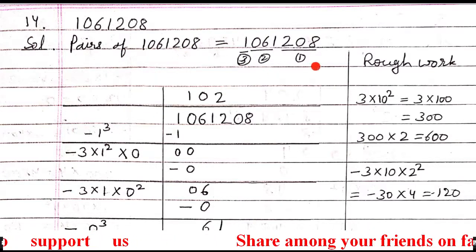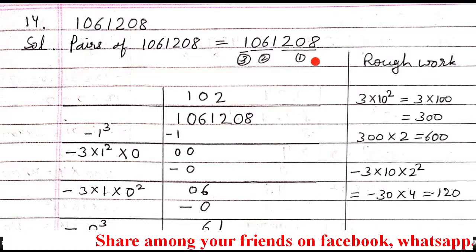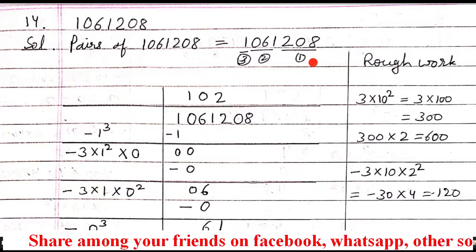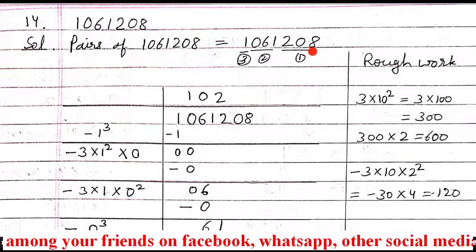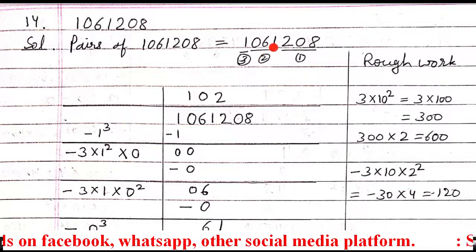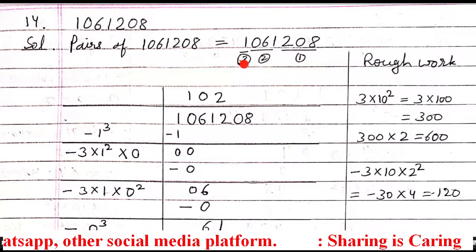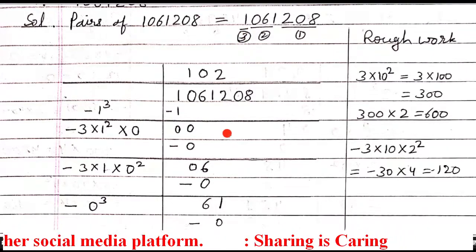So the first step is to make pairs of the given number. To make the pairs, we have to start from the units place and take three digits together to form each pair. By doing this, we obtained 208 in the first pair, 061 in the second pair, and only one digit remained, so that is the third pair. Now we will see the table format.